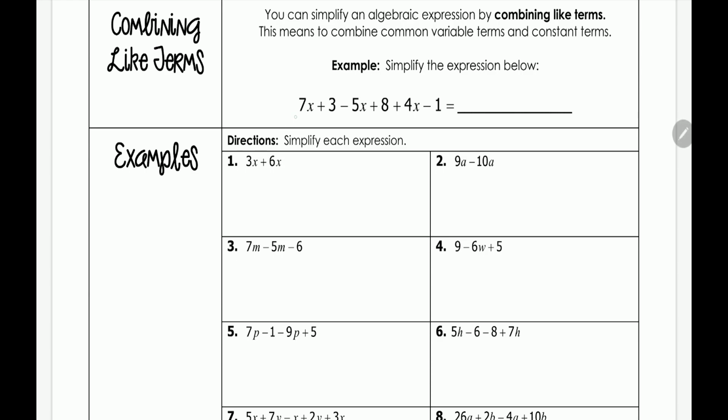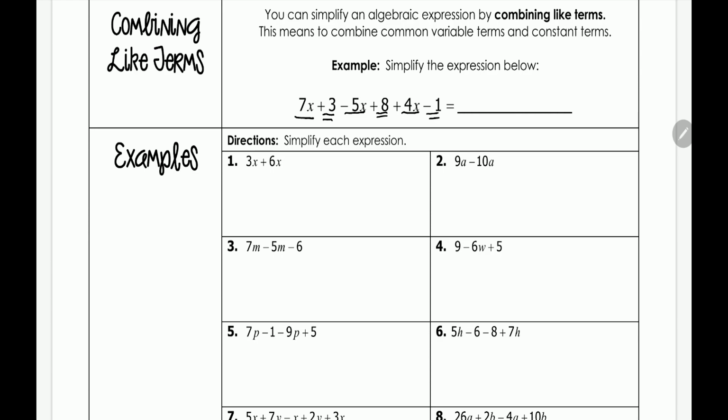So 7x was a variable term, negative 5x was a variable term, and 4x was a variable term. Then 3 was a constant, so it gets 2 lines, 8 was a constant, and negative 1 was a constant. What we're going to do now is add all the variables together. So we have 7x minus 5x plus 4x. 7x minus 5x gives us 2x.